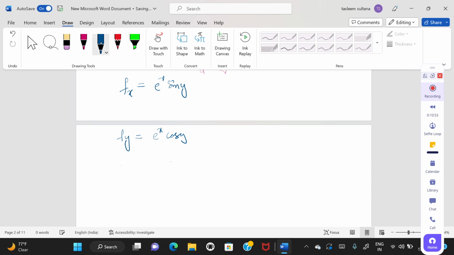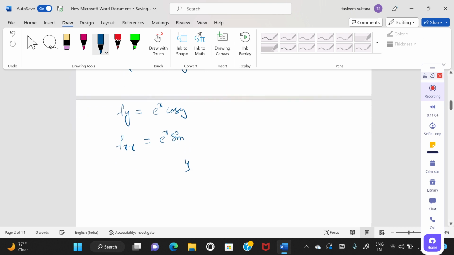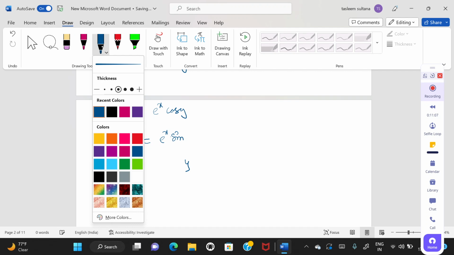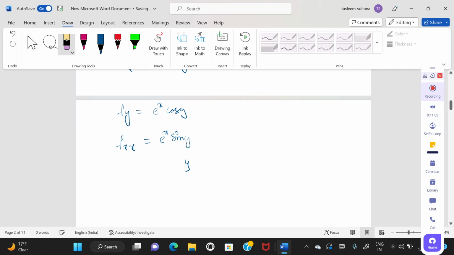The next, f_xx equals: differentiate e^x sin y again in the same way, so we get e^x sin y. Next, for f_xy you have to differentiate f_x with respect to y. So what you're going to get is e^x cos y.